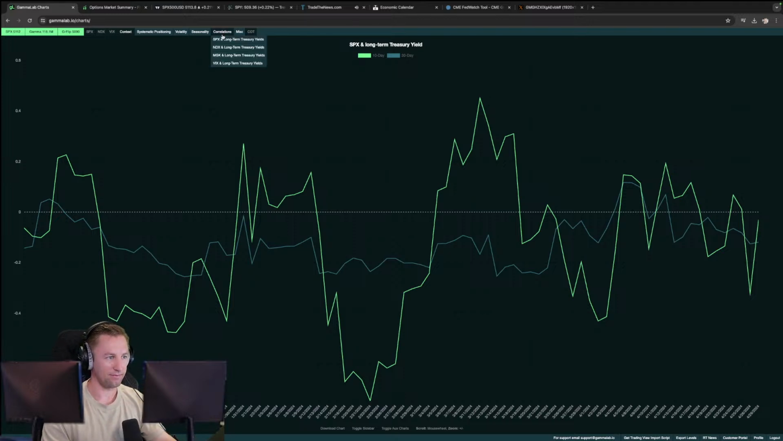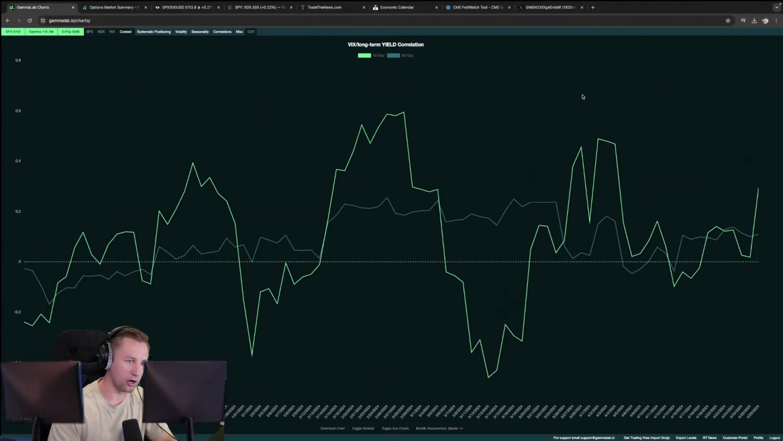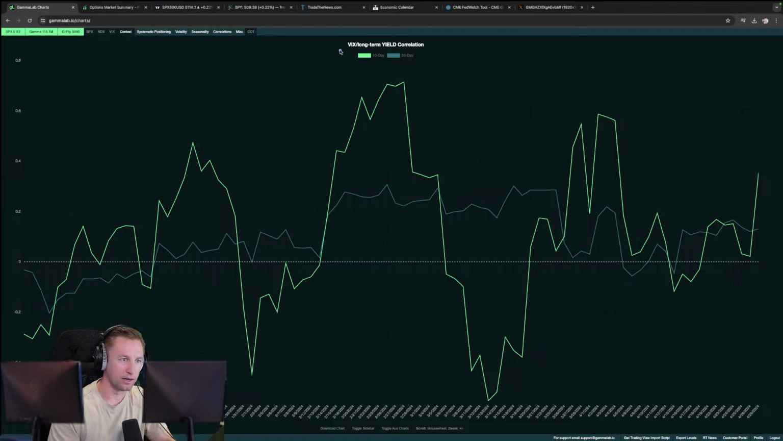Another interesting chart that I shared on another episode: if you look at long-term yields correlated to the VIX, there's actually a pretty strong positive correlation, and it's getting more positive. So this is telling me that if long-term yields start to rise from where they are, expect more volatility in S&P 500 volatility land.